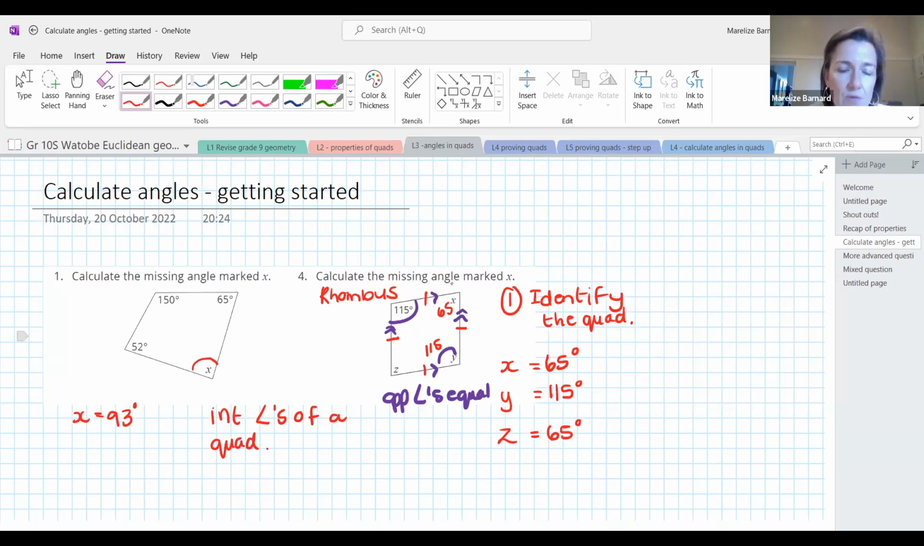So the properties of a rhombus tell me that all the sides are equal, yes, and the opposite sides are parallel. So we're going to use the parallel sides to find x is 65 because of co-interior angles.